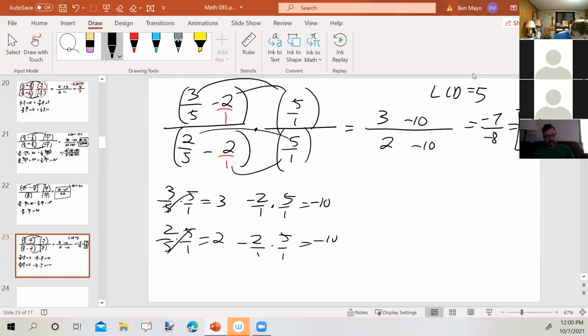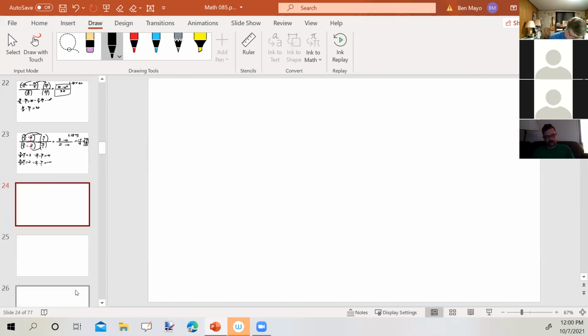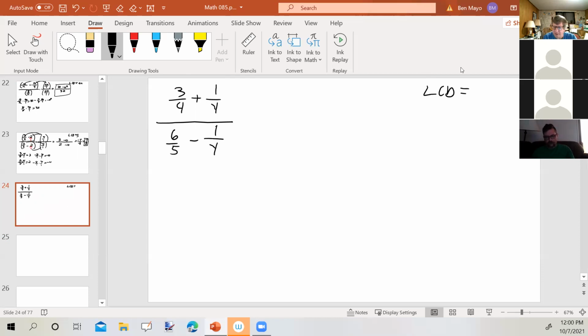All right. How about this one? 3/4 plus 1 over y, all divided by 6/5 minus 1 over y. So the LCD would be what, 2 times 2 times 5 times y, or 4 times 5y, or 20y. Again, if I need to explain where I got the LCD, hail me down here and I'll go through that.